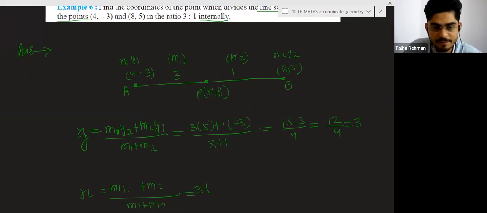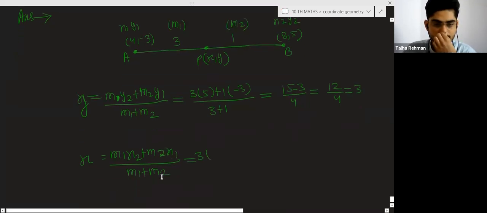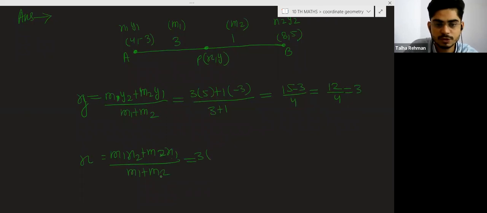For x we have (M1 x2 + M2 x1) divided by (M1 + M2). So what is M1? M1 is 3. What is x1? x1 is 4. Plus what is M2? M2 is 1. What is x2? x2 is 8. Divided by 3 plus 1.